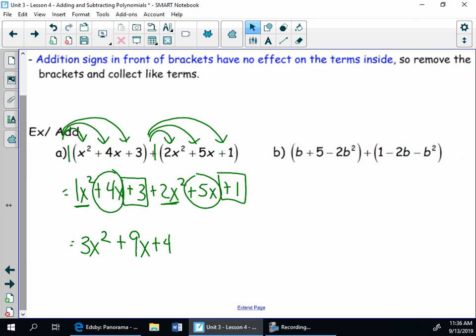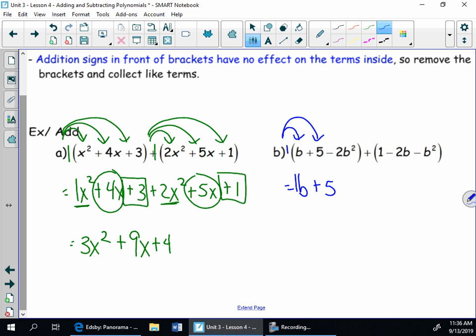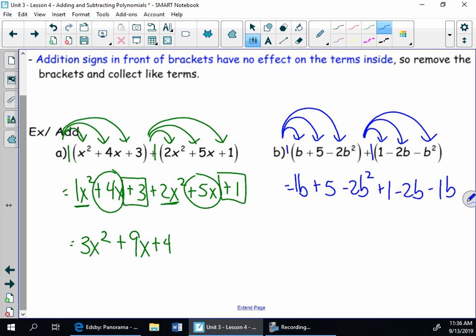Get rid of the brackets, collect your like terms. What's in front of the brackets when I don't see it? A 1. 1 times B, just B, or 1B. 1 times 5 is 5. 1 times -2, -2. Oh, missing a number here. Put a 1 in. 1 times 1, 1. 1 times -2, 1 times -b. I'll put all the 1s in the spots where I'm missing them to remind myself there actually is a number there. It makes it easier to do.